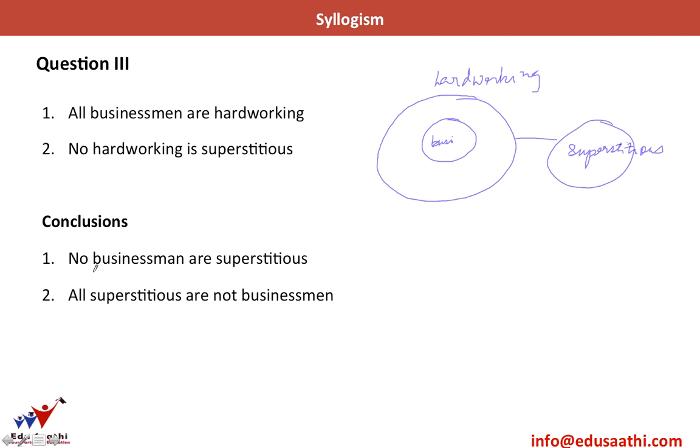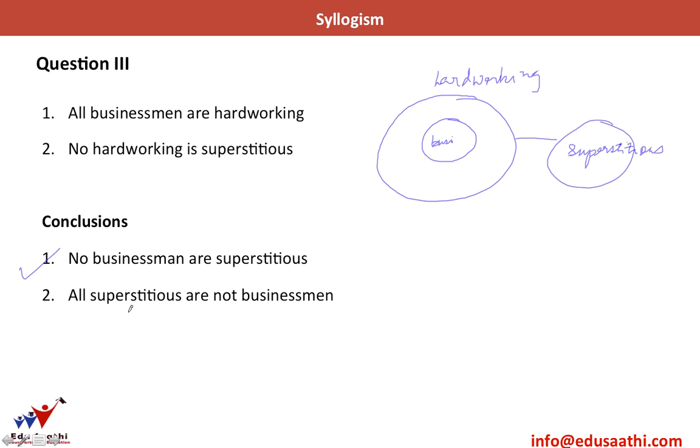Now can we say the first conclusion, no businessmen are superstitious? This is correct because businessmen lie inside hardworking and there is no common platform between hardworking and superstitious. As you can see, businessmen and superstitious do not overlap here. So this is a correct conclusion.